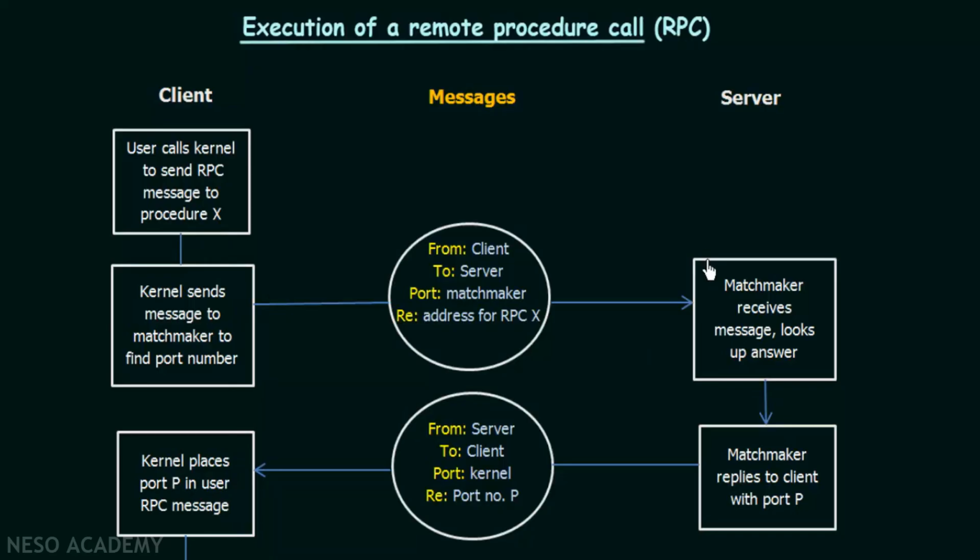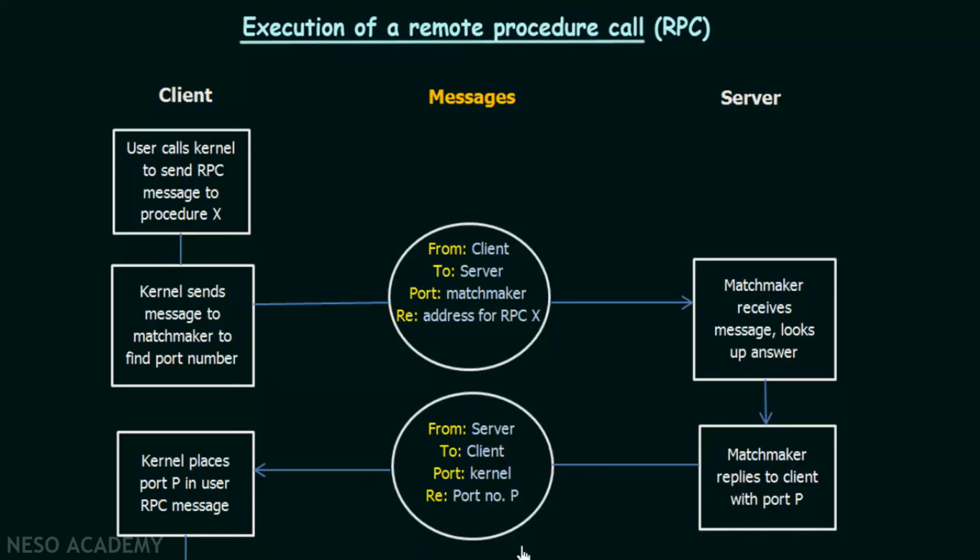On the server side, the matchmaker receives this message and looks up an answer. It will look up the address or the port number of procedure X. Once it finds it, the matchmaker replies to the client with port P. We are taking port P as an example, which means procedure X is on port number P, the port to which we have to send the message in order to access procedure X.